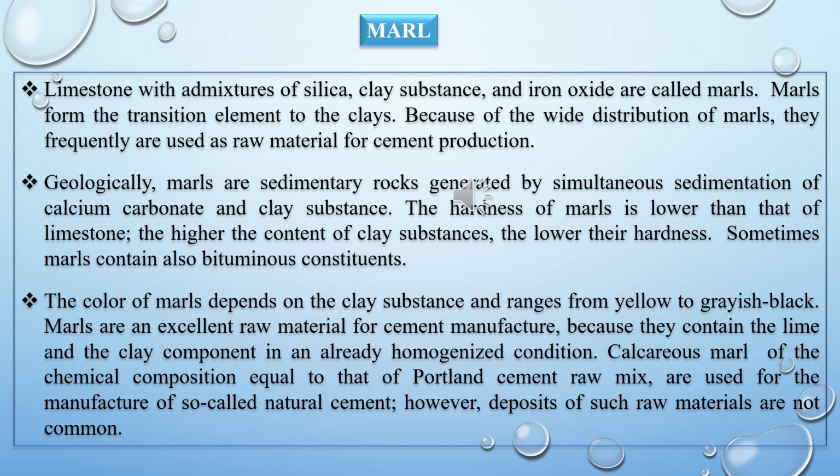So students, in the last point, he explained that the color of marl depends upon the content of clay, which ranges from yellowish to grey. He also said that marl is used as natural cement. So students, in this lecture, we have discussed different equipment which is being used in the cement industry, and then we have discussed the raw materials, in which we have discussed limestone, chalk, and then marl.